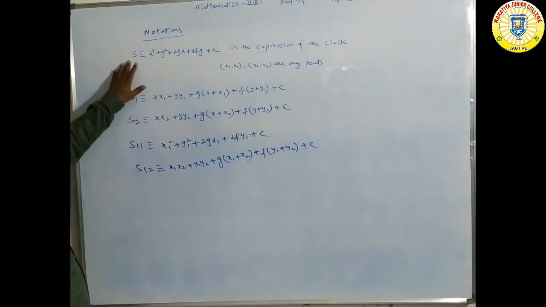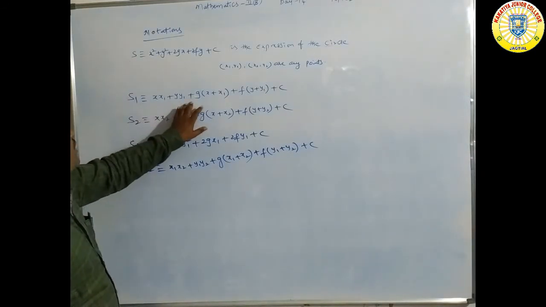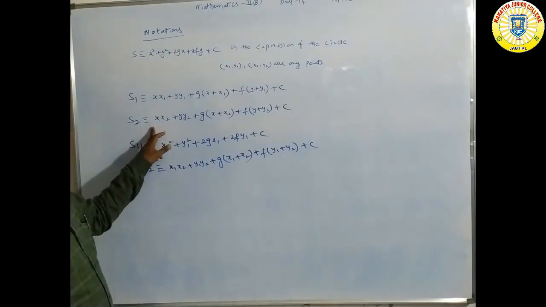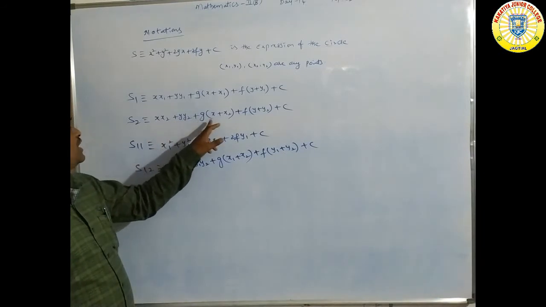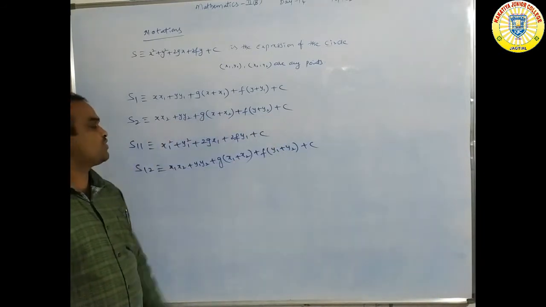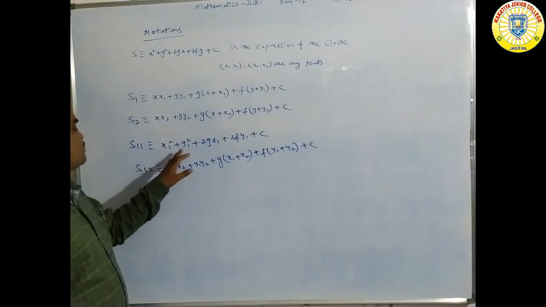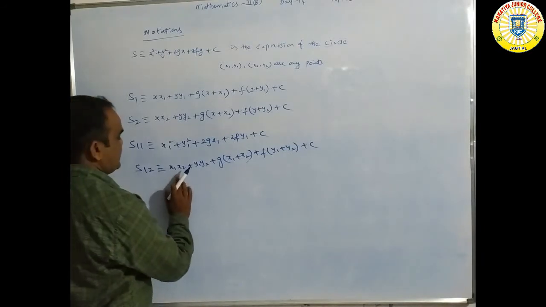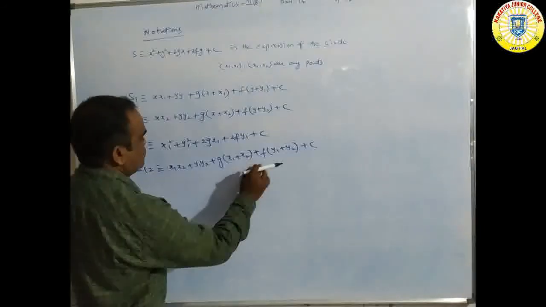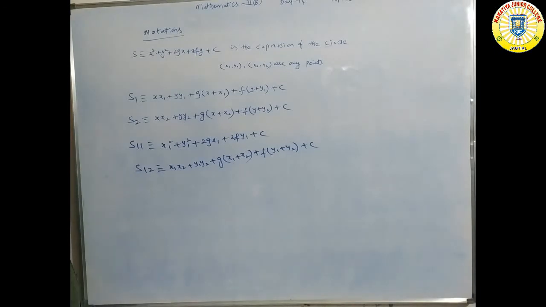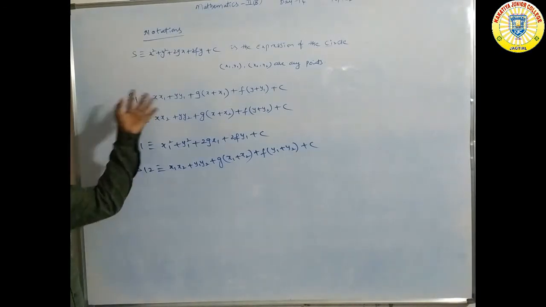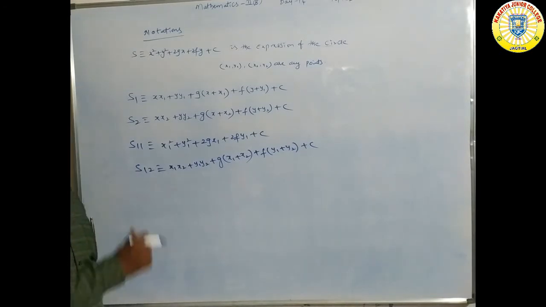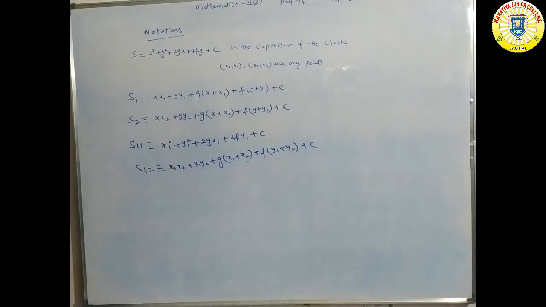So these are the notations: S1, S2, S11 equal to x1 square plus y1 square plus 2gx1 plus 2fy1 plus c, and S12 equal to x1 x2 plus y1 y2 plus g of x1 plus x2 plus f of y1 plus y2 plus c. These are the notations we are using in circles. All of you remember these notations of circles clearly, and write them down carefully.